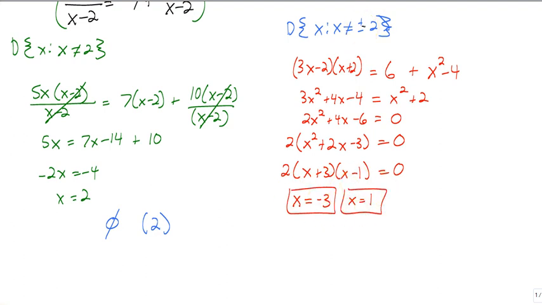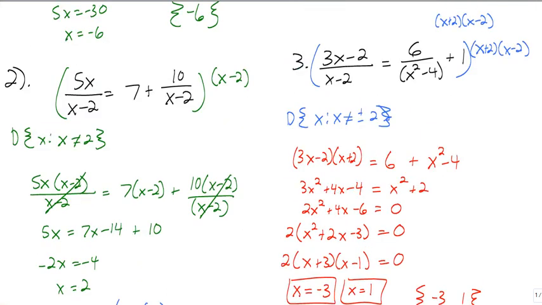The domain is that x cannot be plus or minus 2. Well, it's not. It's negative 3 and positive 1. So that means my answers are negative 3 and 1 in the set, remember set notation. Alright, so that's what you do when you have a few terms.